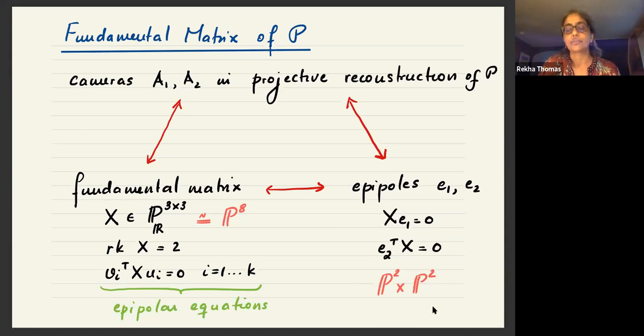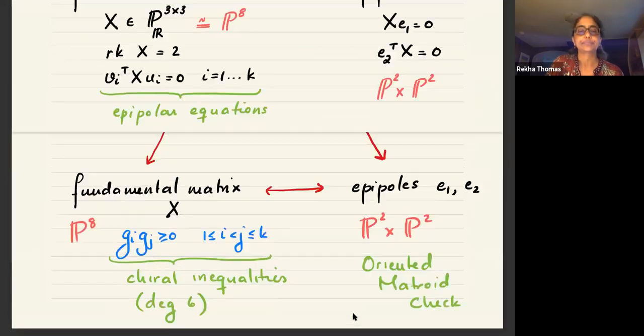So there is an equivalent story that goes on in P2 cross P2, one that goes on in P8, and one that goes on in camera space. So we have all these three worlds in which we can ask the question or work in. And this talk is mostly going to be focused on the bottom two spaces, P8 and P2 cross P2. Okay, so these are what these fundamental matrices are. They are essentially equivalent information to the cameras.